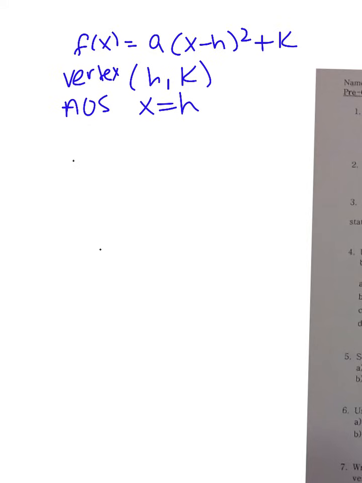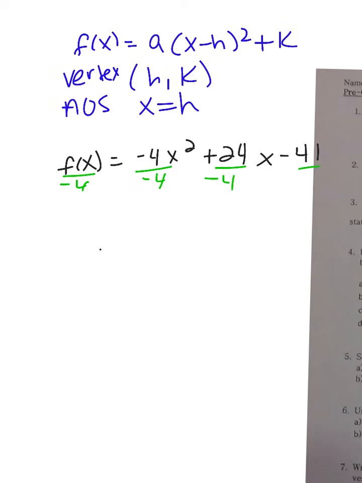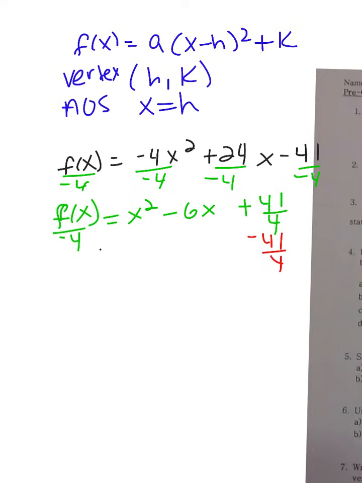So it's f of x equals negative 4x squared plus 24x minus 41. All right, so we have to have a leading coefficient of positive 1, so I have to divide everything by negative 4. So I have f of x over negative 4 equals x squared minus 6x plus 41 over 4. So now move the constant over. So minus 41 over 4 from both sides. So f of x over negative 4 minus 41 over 4 equals x squared minus 6x.